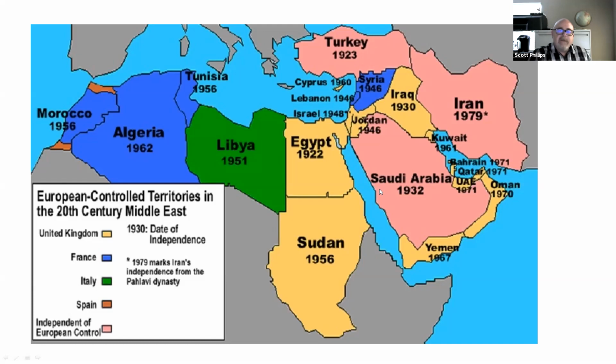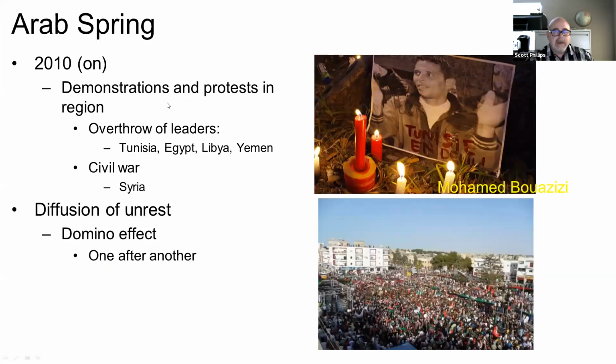And many of them were ruled by dictatorships, very authoritarian strongman dictators, which often ruled very harshly over many of these countries. And in around 2010, you had this sort of massive uprising called the Arab Spring. It started in one place, and we can call this a diffusion of unrest that spread throughout the region.